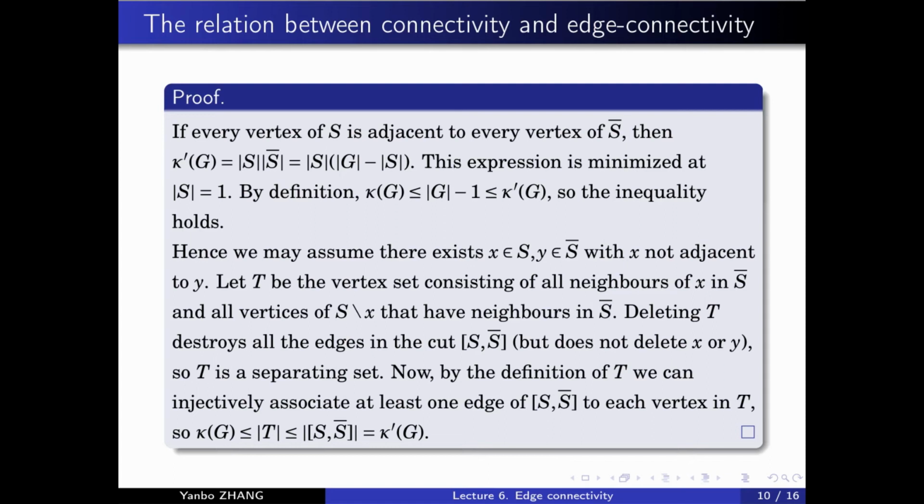Now, by the definition of T, we can injectively associate at least one edge of the cut to each vertex in T. This is to say, the size of T is less than or equal to the size of the edge cut. Thus, kappa G is less than or equal to the size of T, which is less than or equal to kappa prime G. Now we have the final result: kappa G is less than or equal to kappa prime G is less than or equal to delta G.